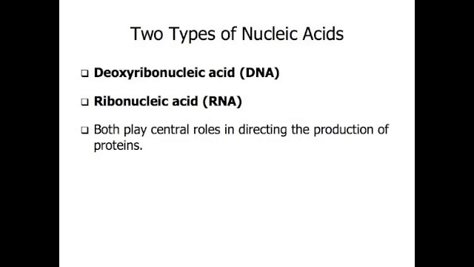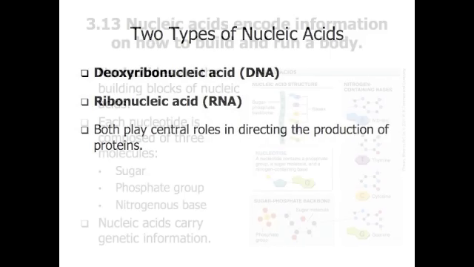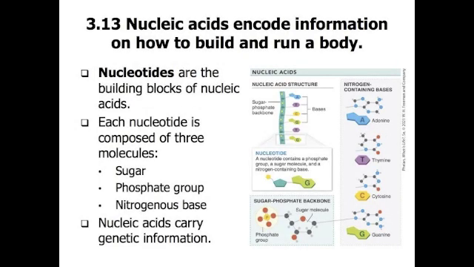There are two types of nucleic acids, deoxyribonucleic acid, in other words DNA, and ribonucleic acid, in other words RNA. Both play central roles in directing the production of proteins in living organisms and, by doing so, play a central role in determining all of the inherited characteristics of an individual. Moving on, consistent with the common theme we have noticed that characterizes the construction of many macromolecules, nucleic acids are made up of individual units called nucleotides.